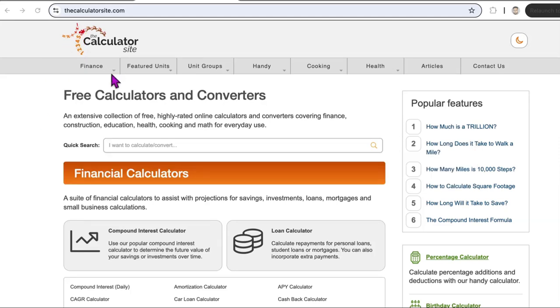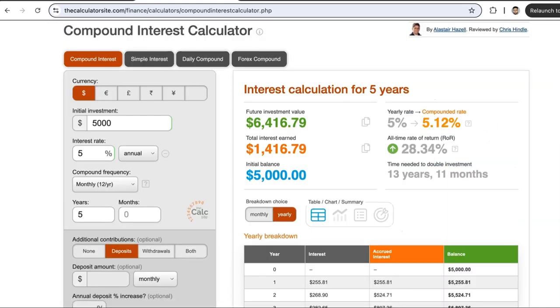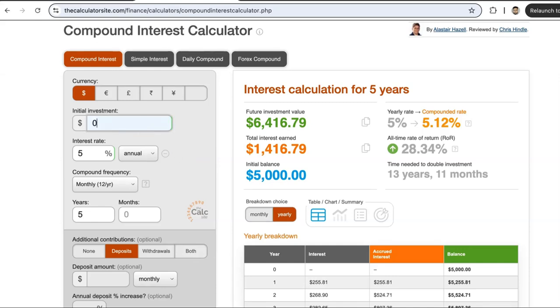First, you want to go over here to the Financial tab, and you're going to click on the Compound Interest button. And this is the compound interest calculator that we will be using. We're going to be inputting two scenarios, and the only difference will be the amount of time. Okay, so we're going to start with zero initial investment because we're only speaking of investing on a monthly basis.